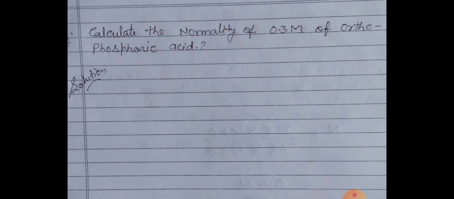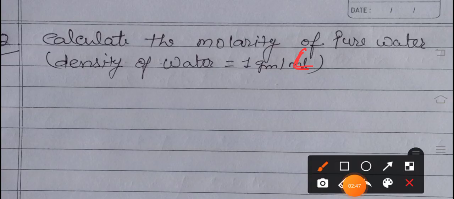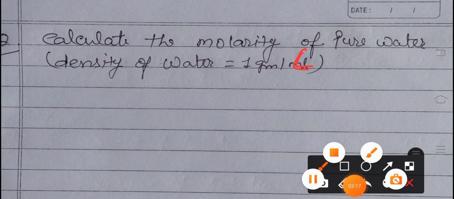Now the next question is: calculate the molarity of pure water, the density of pure water being 1 gram per milliliter. It is a very important question, and is also asked as an objective type question. This type of question is asked in various exams. They directly ask, what is the molarity of pure water?